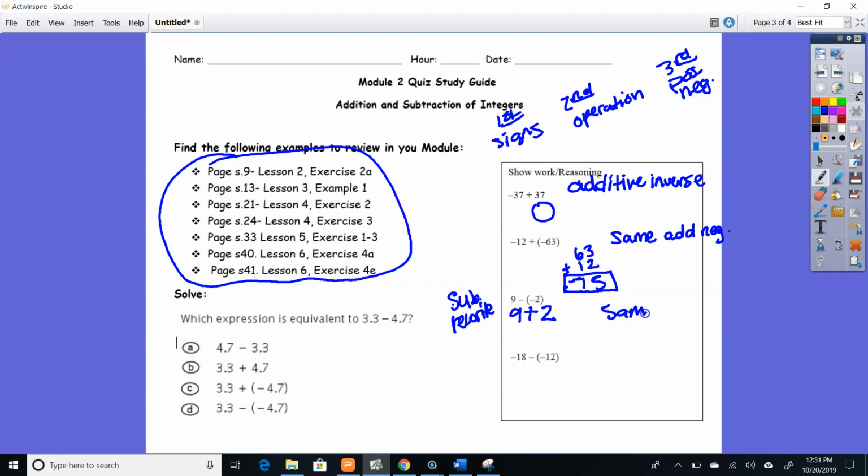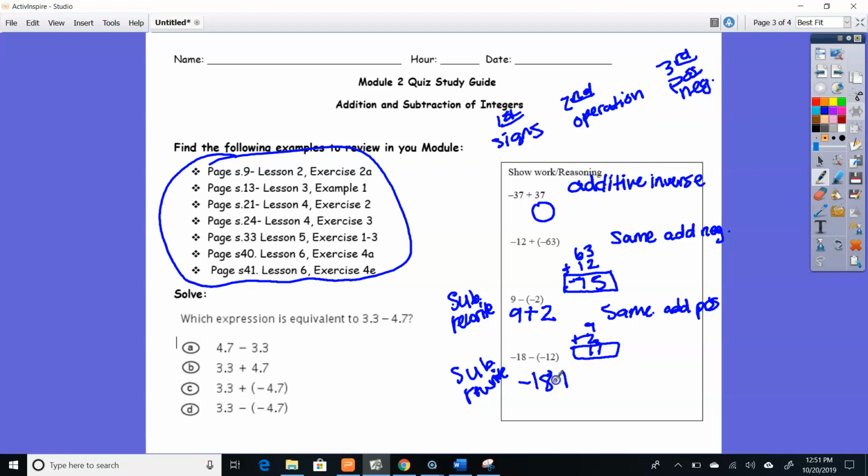So signs are the same. We're adding, and it's going to be positive. So 9 plus 2 is 11. And it is positive. Okay, so again, we have subtraction. We need to rewrite it as addition. Add the inverse. So we have negative 18.